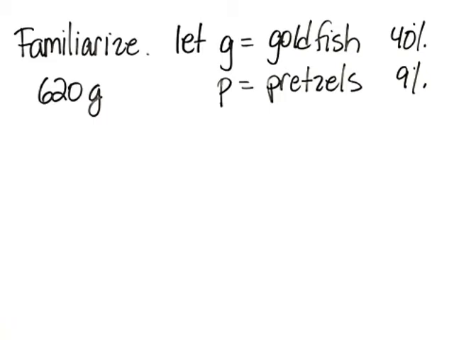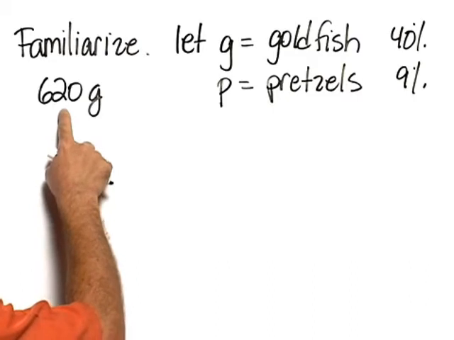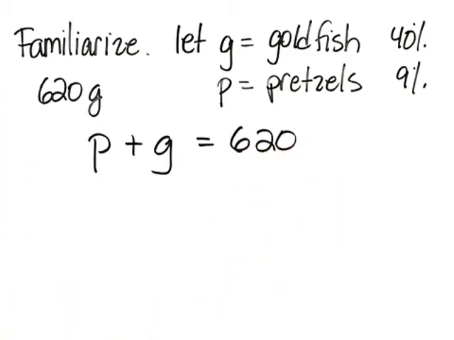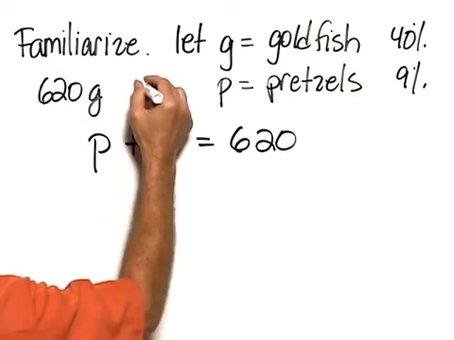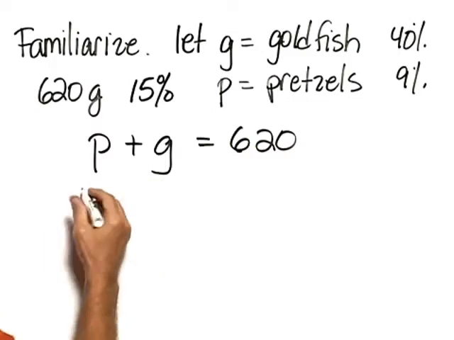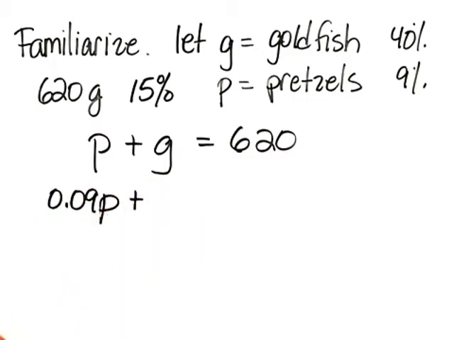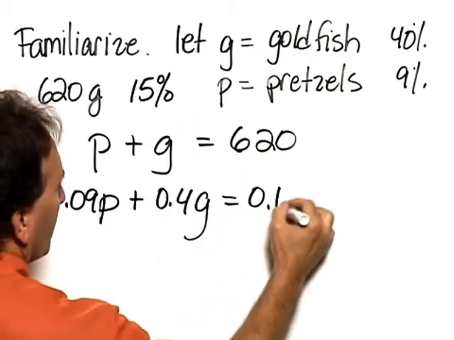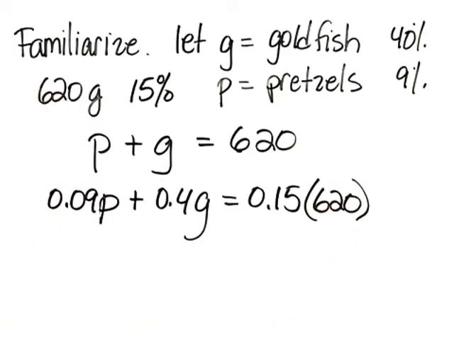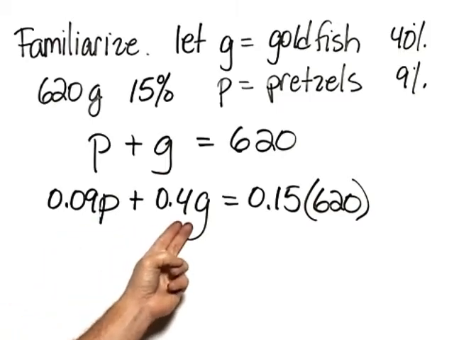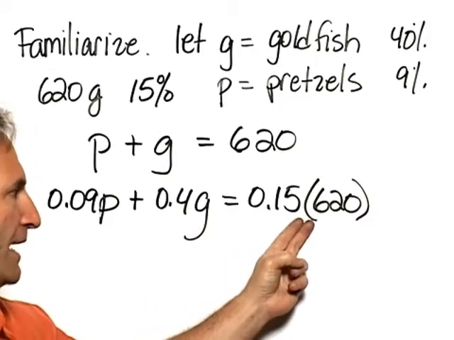Second step in the process is to translate the words into math. What we know is that the total number of grams has to be 620. In other words, P plus G has to equal 620. The other piece of information we have is that the total amount of calories from fat is to be 15%. So therefore, what we have is 0.09P plus 0.4G has to equal 0.15 times the 620 grams. So this is the number of grams that are fat from pretzels, the number of grams that are fat from goldfish, and that has to equal the total number of grams of fat in the mix.